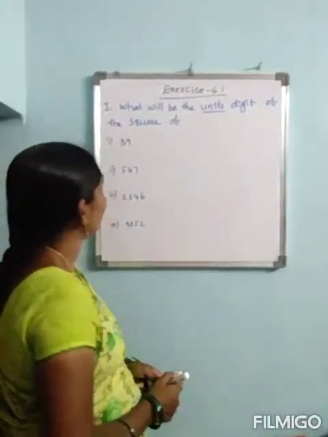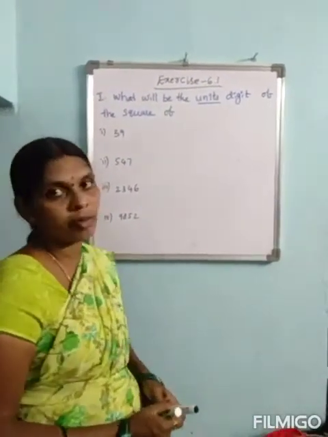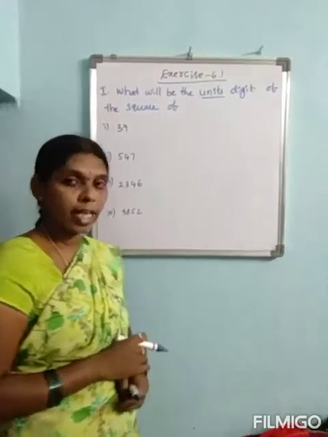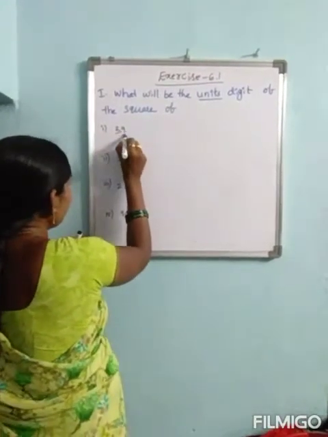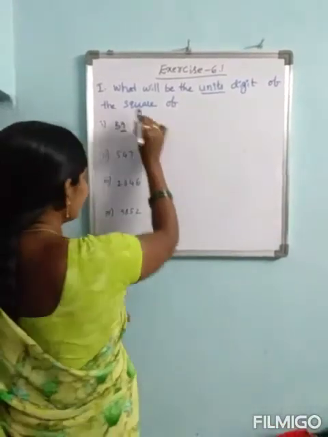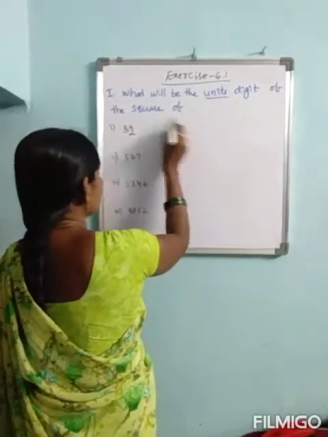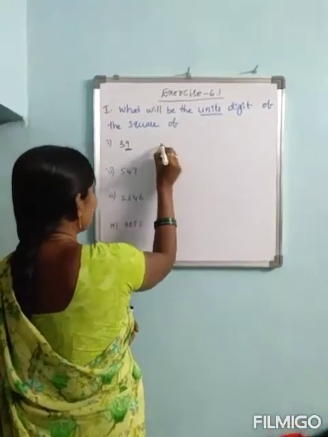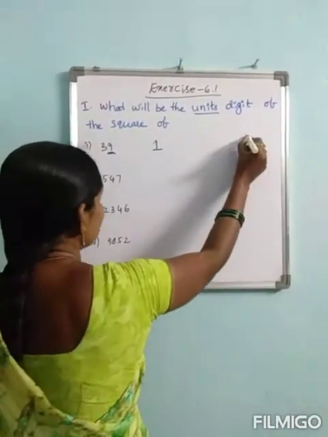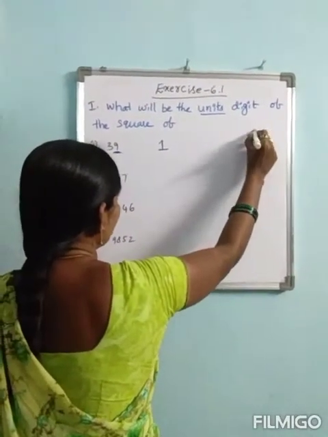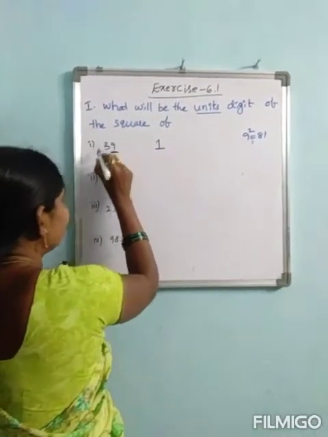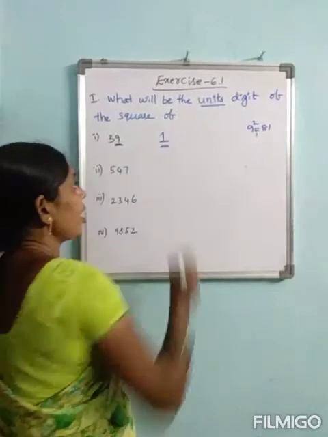Exercise 6.1, first bit. What will be the units digit of the square of the given numbers? The first problem I have taken from the textbook, the remaining I have taken on my phone. Here see 9 in the ones place. What is the square of 9? 9 9s are 81. It is asking for the units digit of the square of 39. So compulsorily in the units place we get 1. Do you understand? Because we know that 9 square equals 81. So the square of 39 has only 1 in the units place.